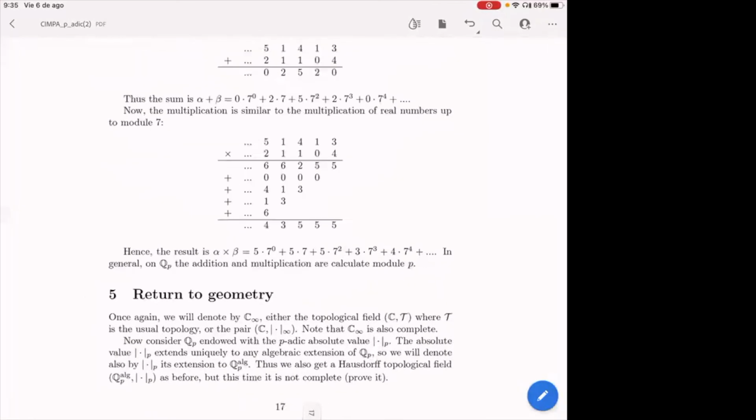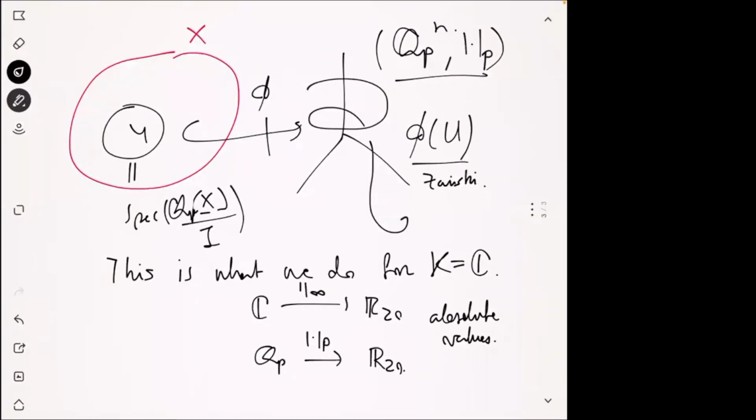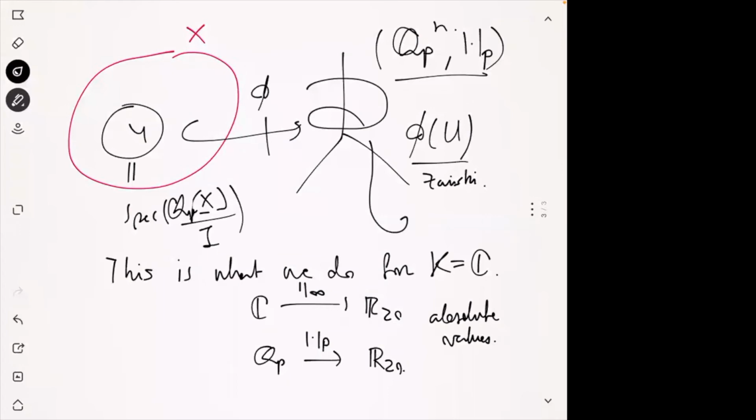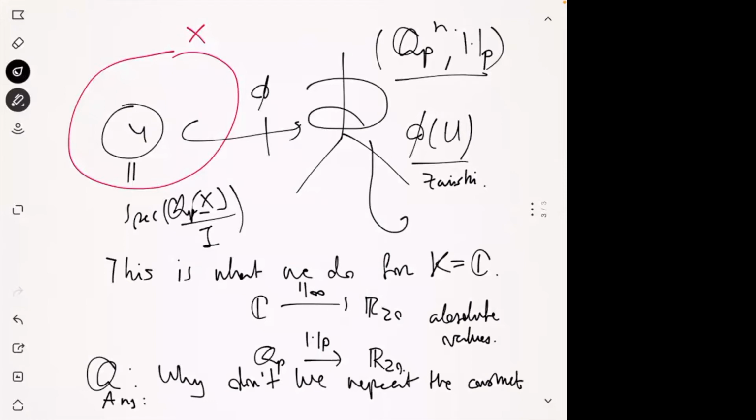So we kind of mixed both contents here. So I put here return to geometry, right? Just to answer before the break the question why this is not a valid construction, well, it is valid, but you will get nothing interesting. So the question is, why don't we repeat the argument, the construction? And the answer is that Q_p endowed with its metric topology is totally disconnected.